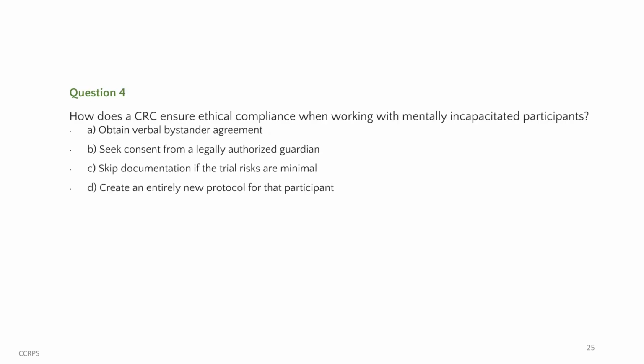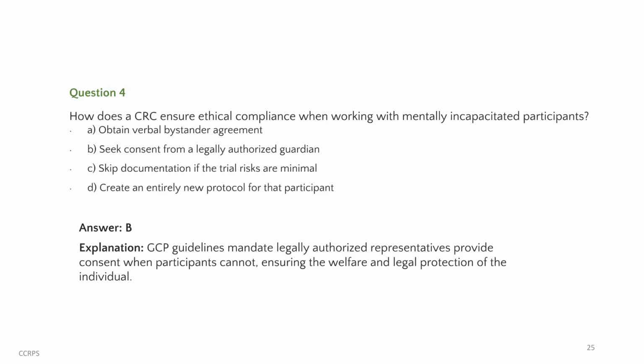Question 4, how does a CRC ensure ethical compliance when working with mentally incapacitated participants? A, obtain a verbal bystander agreement. B, seek consent from a legally authorized guardian. C, skip documentation if the trial risks are minimal. Or D, create an entirely new protocol for that participant. This one, I think we can say the answer is B. GCP guidelines mandate legally authorized representatives to provide consent when participants cannot, ensuring the welfare and legal protection of the individual.